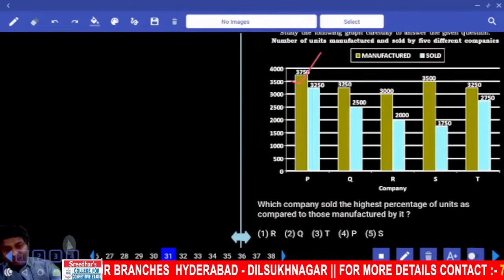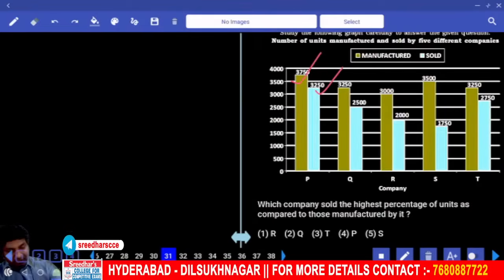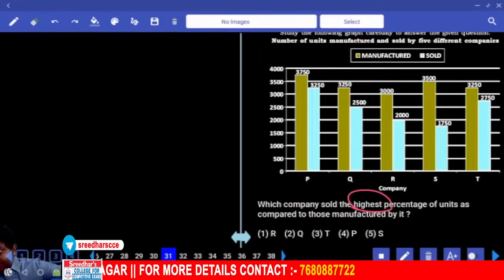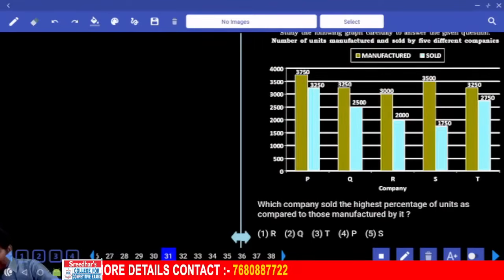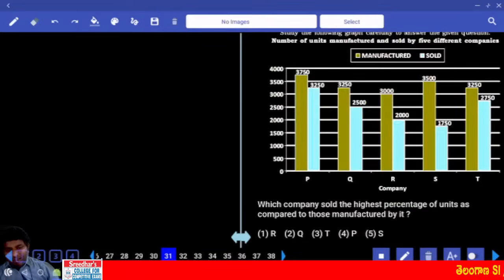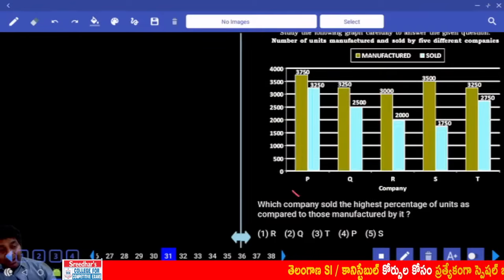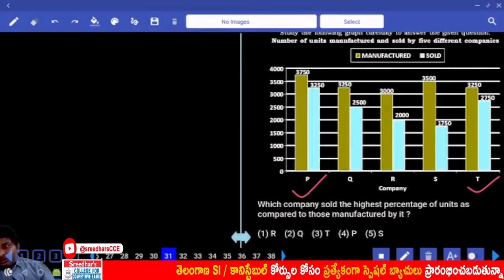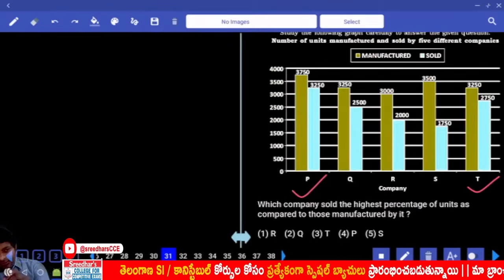Green color are manufactured, blue color are sold. Are we expecting highest percentage or lowest percentage? When it is about highest percentage, blue color should be close enough to green color. Then only it will be highest, correct? Just use your eyes and tell me for which companies blue is closer to green. P and T. Only these two. Correct? So between those two, which is highest? That's what we need to identify.